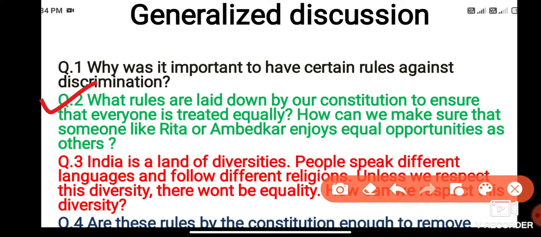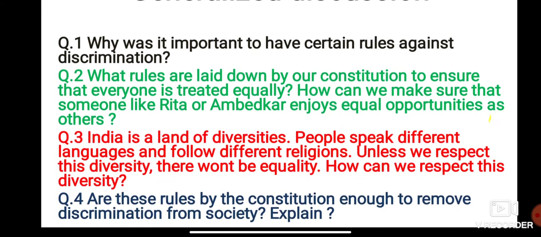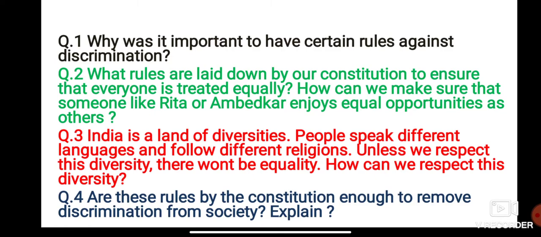Now, question number 3. India is a land of diversity, and people speak different languages and follow different religions. Unless we respect this diversity, there won't be equality. And how can we respect this diversity?